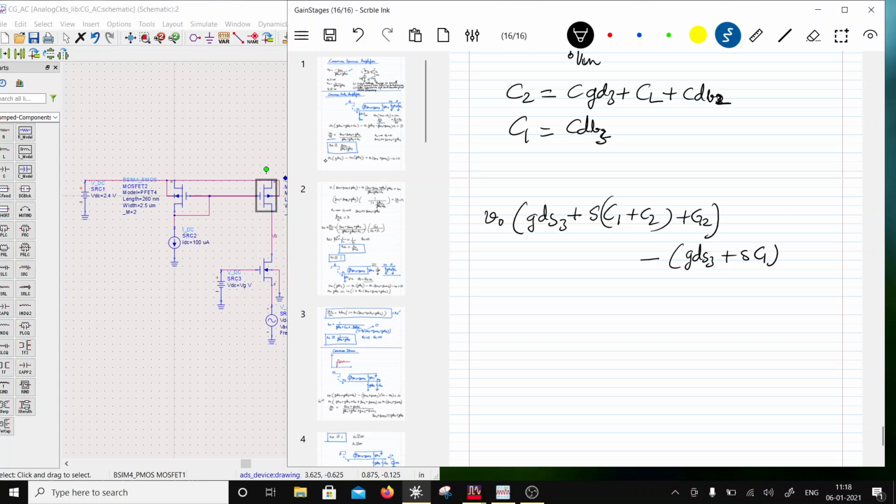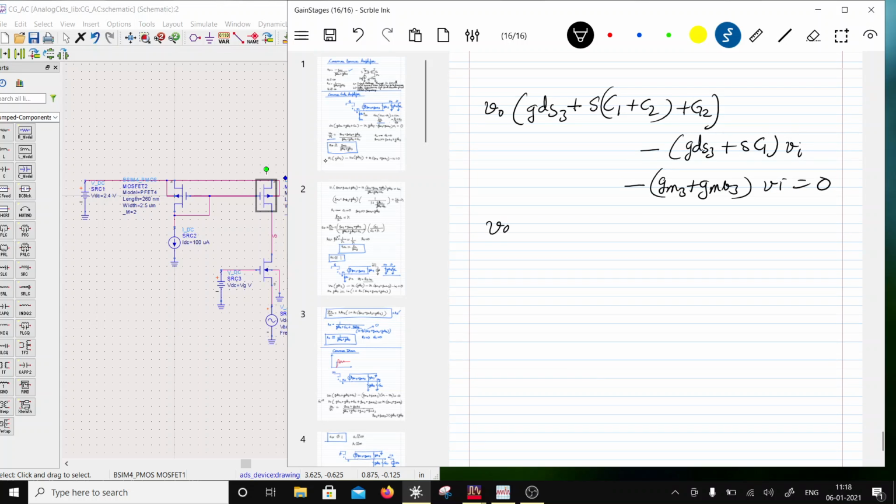plus SC1 times of VI, right? Okay, and then the current flowing in is negative, GM3 plus GMB3 times of VI should be equal to 0. So then we have VO over VI is equal to GDS3 plus GDS3 plus G2, right, plus SC1 C2.